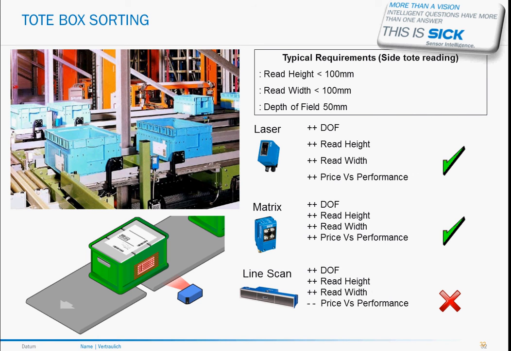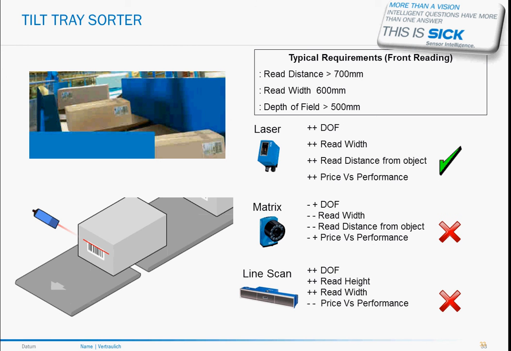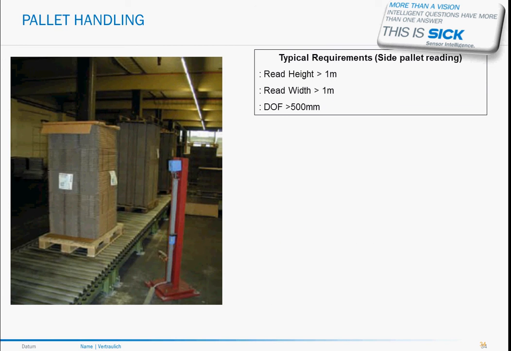This application is very simple, reading tote boxes, so either the matrix reader or the laser would work. The line scan camera would be too expensive and it wouldn't really offer any payback. On tilt tray reading on the leading edge of the box, the laser reader would work. The matrix reader might struggle a little bit, and the problem with the line scan camera is the cost.